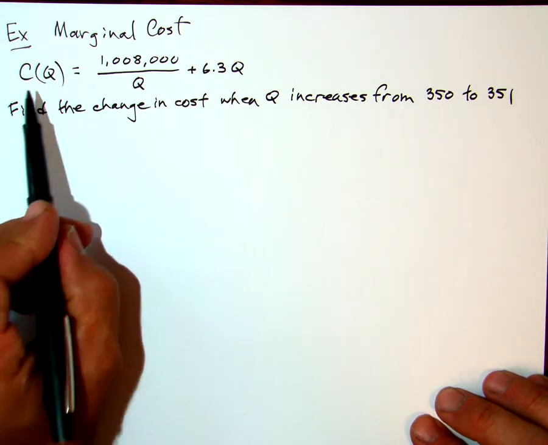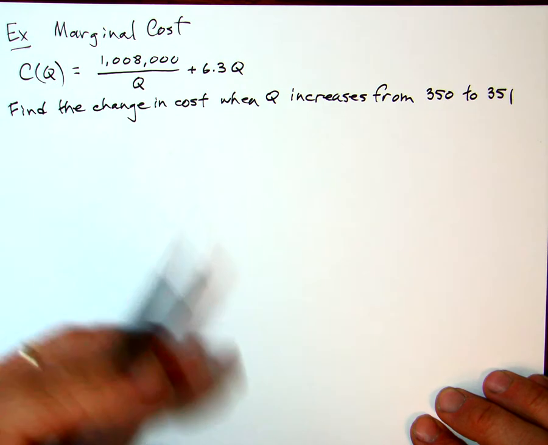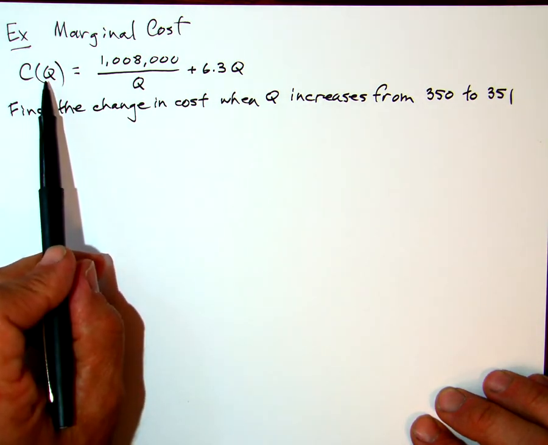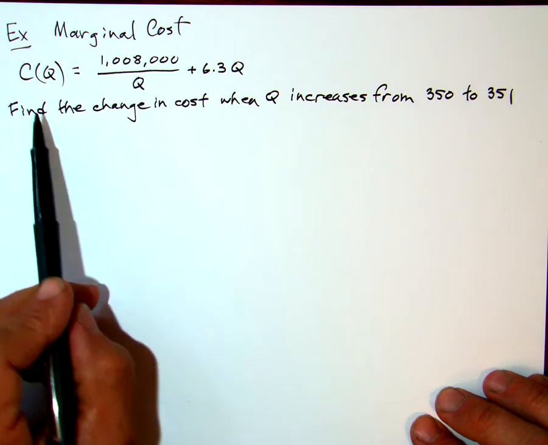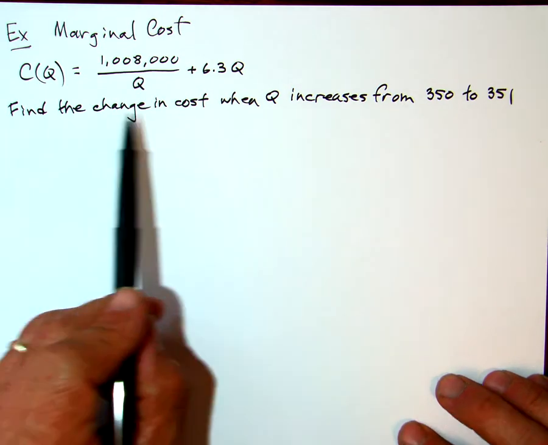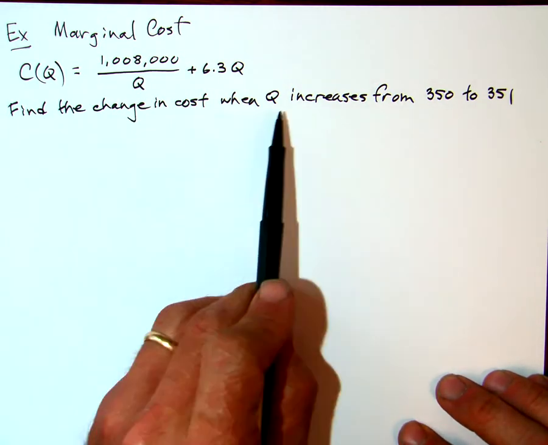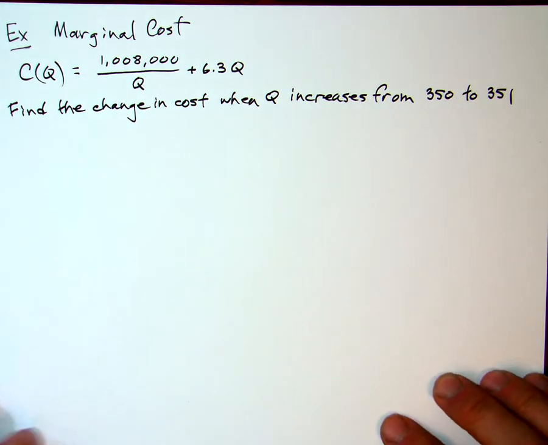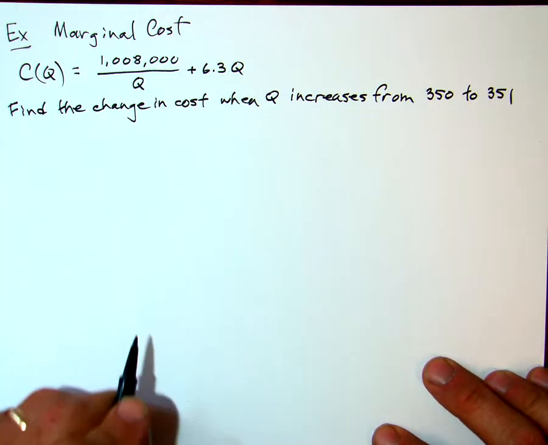So the cost of storing inventory is going to be a function of the order size, how much you have to store. And what we're asked to find in this problem is the change in cost when Q increases from 350 to 351. So what is the cost of that 351st order in terms of our annual inventory cost? In order to do that, we could just use marginal cost.